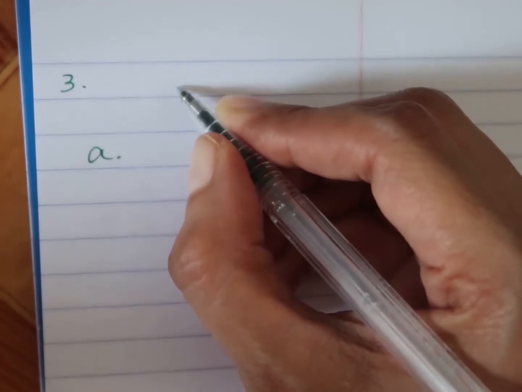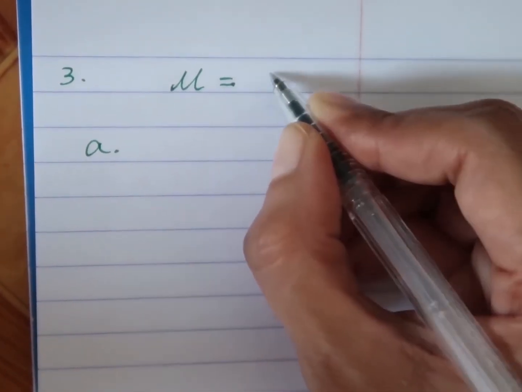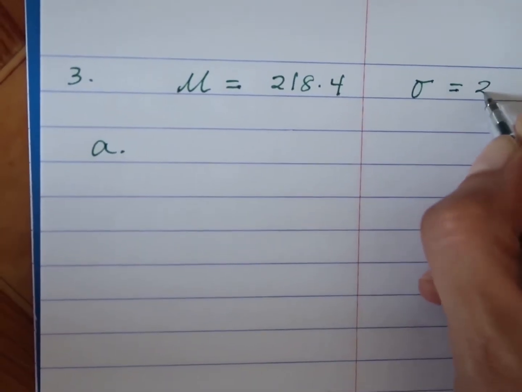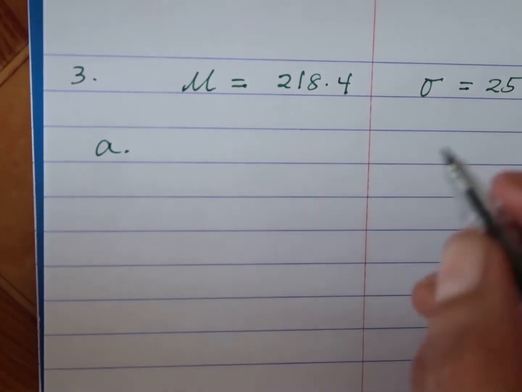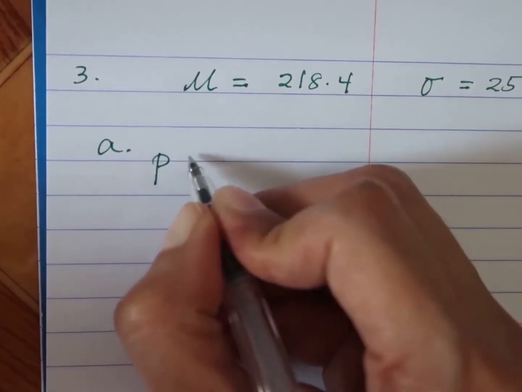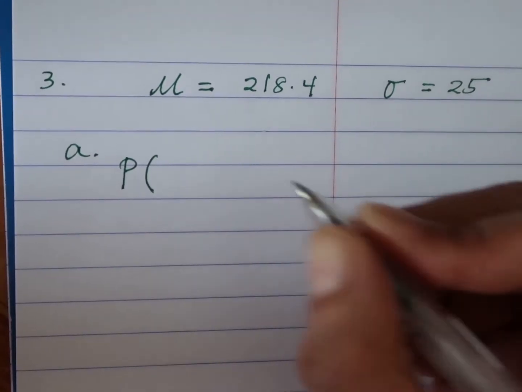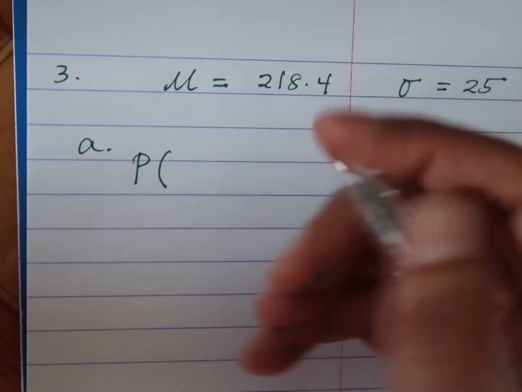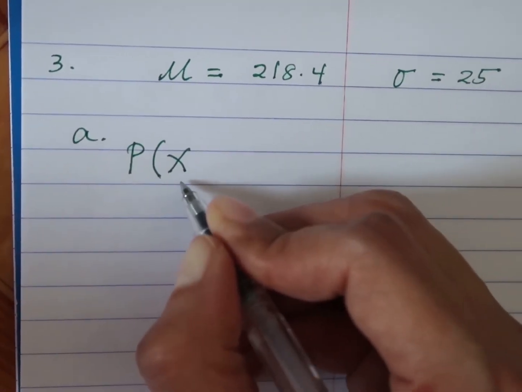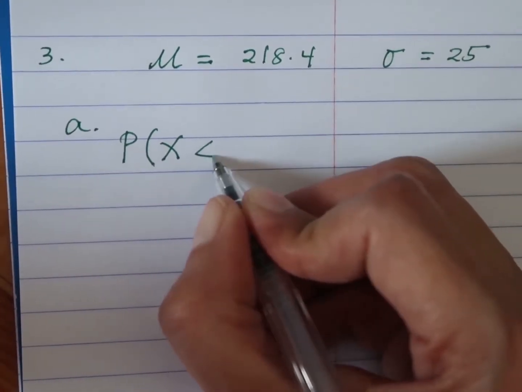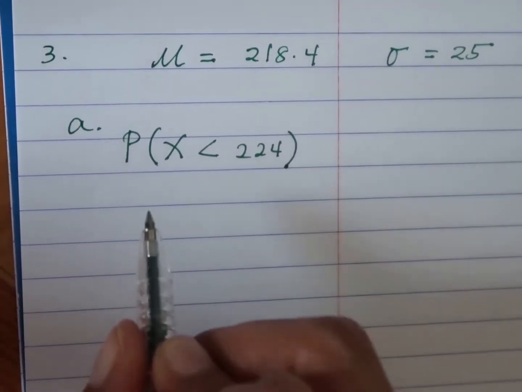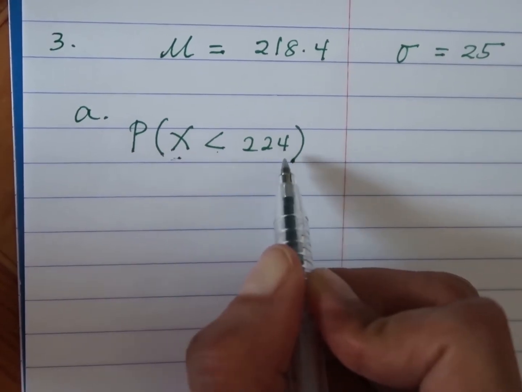Before we answer letter A, what are the given? These are the given. First is the population mean, which is 218.4, and then the standard deviation, which is 25 pounds. In letter A, we find the probability that a selected person, which is unknown so you just represent it as X, is less than 224 pounds.